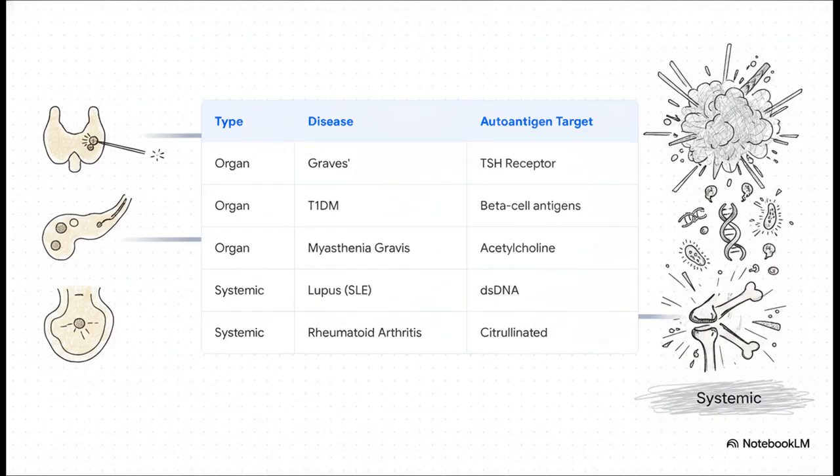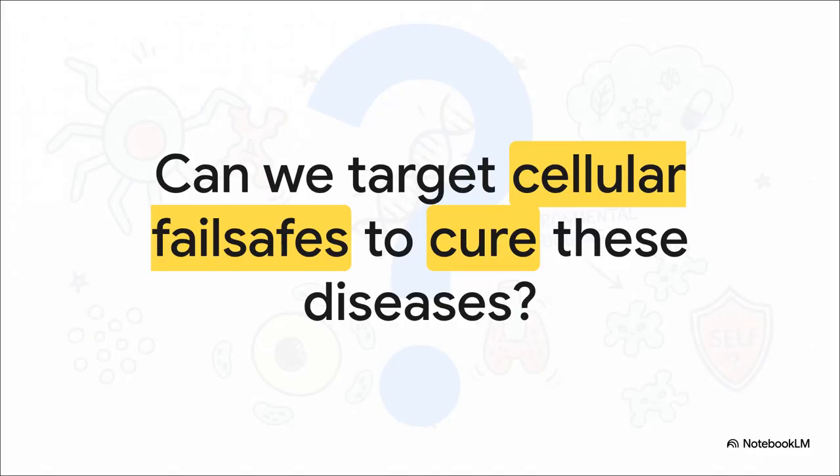On the other end of the spectrum, we have massive systemic wars. Lupus targets dsDNA and ribonucleoproteins, meaning the attack can happen anywhere in the body. Rheumatoid arthritis targets citrullinated peptides, devastating joints while causing systemic inflammation. So we've mapped the crime scene. We know the genetic suspects, the environmental triggers, and the cellular weapons, which leaves us with this final thrilling question.